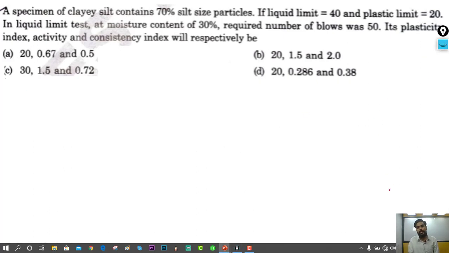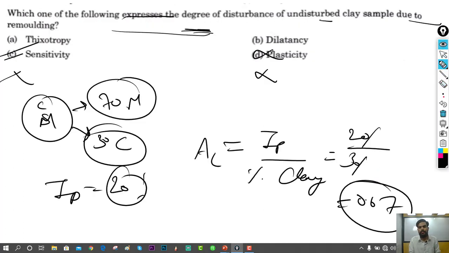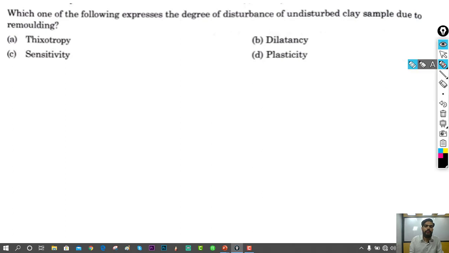Okay, so now move to another question. What is given in this question: which one of the following expresses the degree of disturbance of undisturbed clay sample due to remolding.